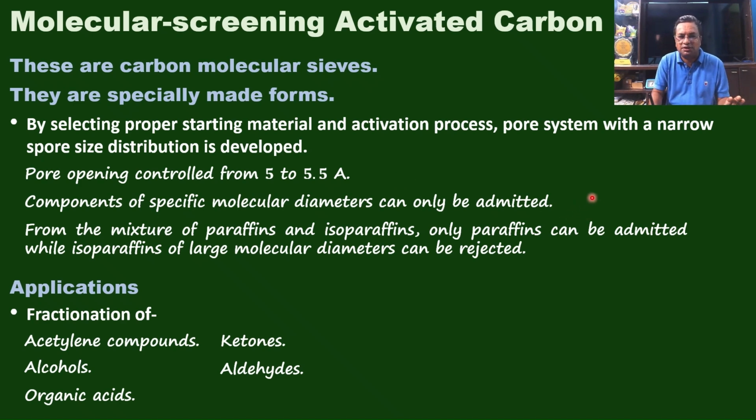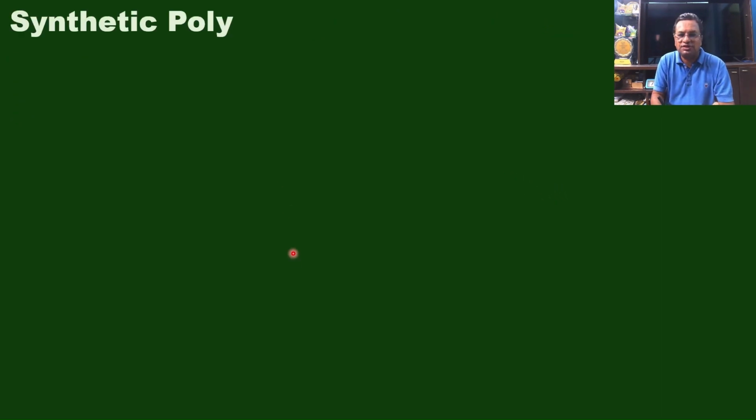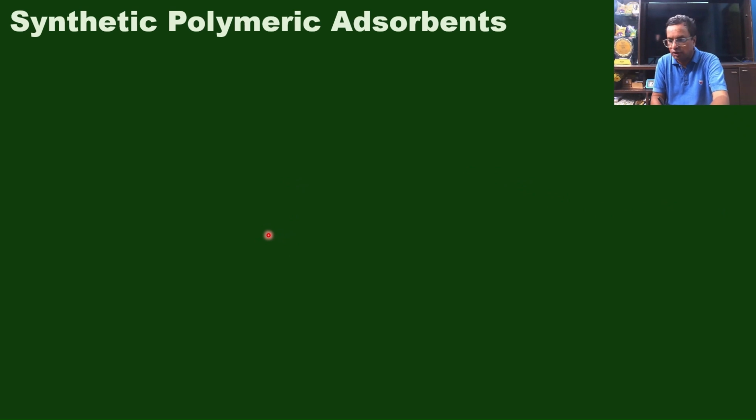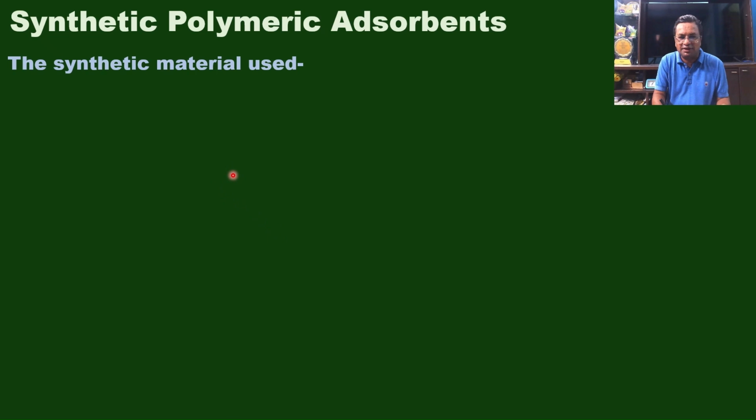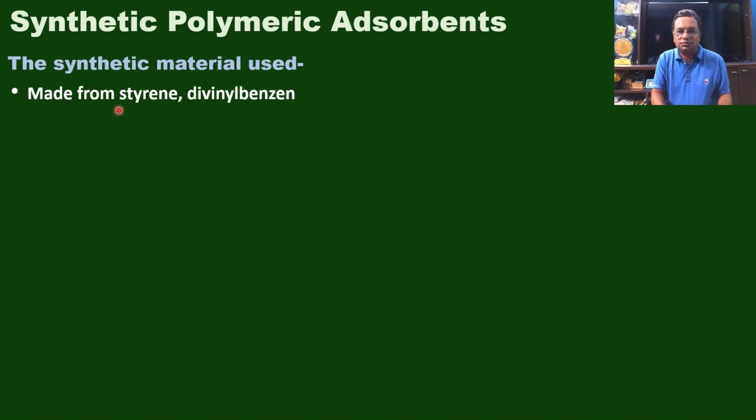So that is all about molecular screening activated carbon. Now let us move ahead. Then you have synthetic polymeric adsorbents. In their preparation, synthetic polymeric material is used, and that's why the name is synthetic polymeric adsorbents. They are made from polymers like styrene, divinyl benzene, acrylic esters, etc.